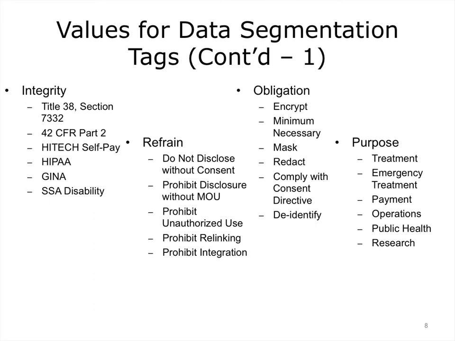Again, more values for data segmentation tags. The integrity of the data, what applies to that? Whether or not you can disclose the data without consent, or you can't relink to it. How do you have to handle the data? Must you encrypt it? Is it subject to the minimum necessary requirement? And what's the purpose of this data?